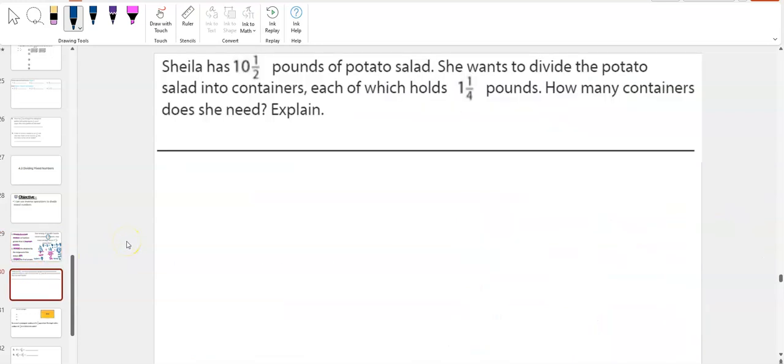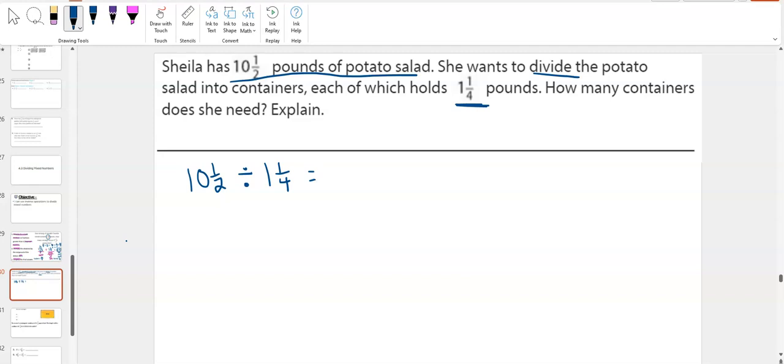Okay, now we have Sheila. Sheila has 10.5 pounds of potato salad. So this is my total. Okay, she has 10.5 total pounds. She wants to divide the potato salad into containers which each hold 1 1/4 pounds. It's a lot of potato salad. How many containers does she need? Okay, so we took our total and we divided it into 1 1/4 chunks. We need to figure out how many chunks or groups are left.